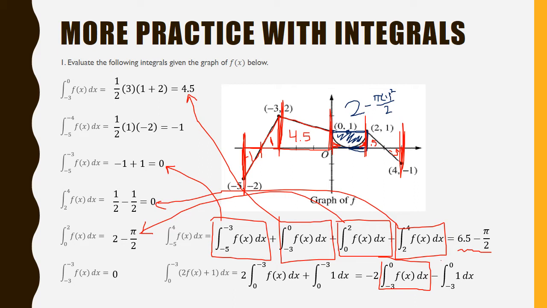But what about this? Well, hopefully you didn't fall for it again. Here, you want to envision the graph of 1. Okay, so here's y equals 1 from -3 to 0. Okay, so it's this rectangle right here, and that area is 3. Okay. So -2 times 4.5 minus the 3 makes -12.